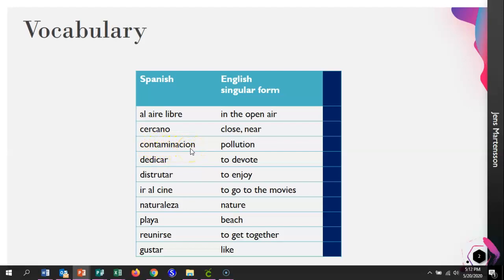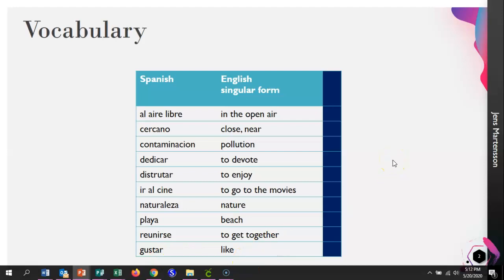contaminación, pollution, dedicar, to devote time to, disfrutar, to enjoy, ir al cine, to go to the movies, naturaleza, nature, playa, beach, reunirse, to get together, gustar, like.